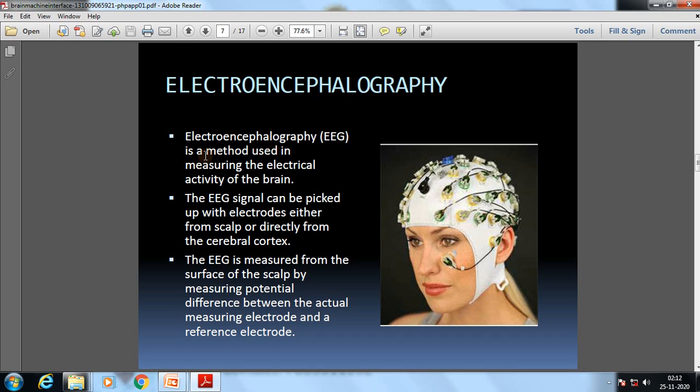Electroencephalography is a method used in measuring the electric activity of the brain. So it measures the electric activity of the brain naturally. The EEG signal can be picked up with the electrodes either from the scalp or directly from the cerebral cortex. The EEG is measured from the surface of the scalp by measuring the potential difference between the actual measuring electrodes and the reference electrodes. Okay, so let's go to the next slide.